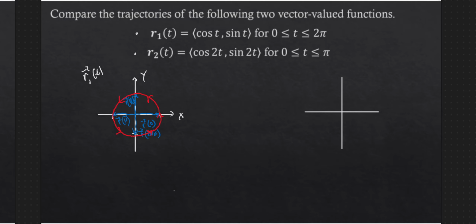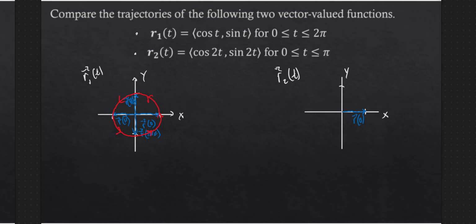Here I'm going to consider r2. r2 of t is just going to go from 0 to pi. So I could plug in 0 for r2. Let's say I didn't mark my x and y here. And 1 is right there. So r of 0 would be right there. That's 1 as well. Cosine of 0, sine of 0, I still get r of 0.